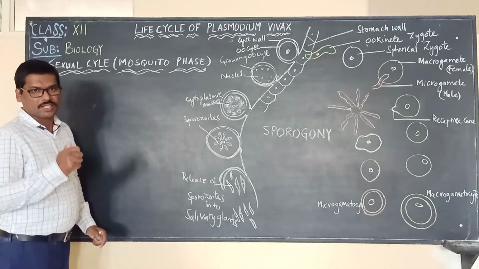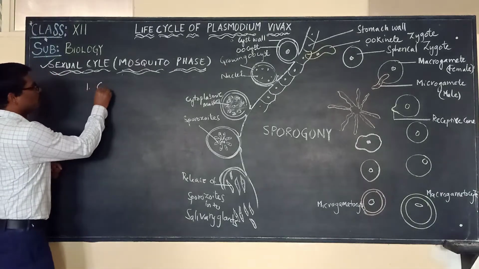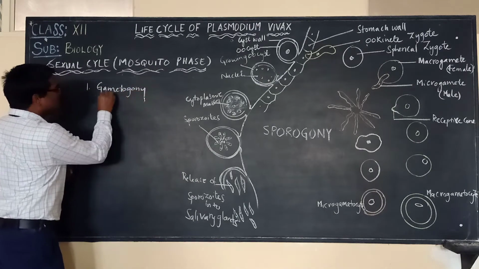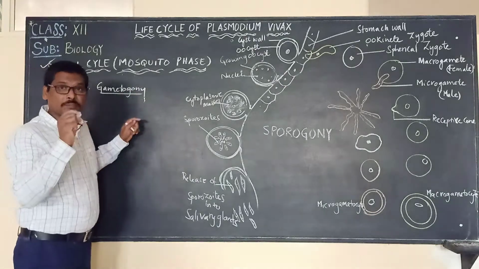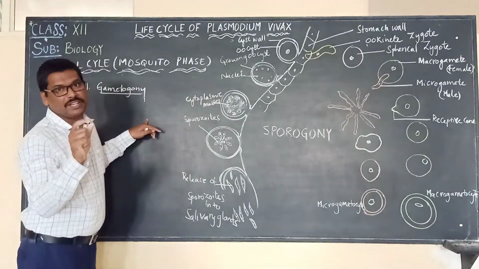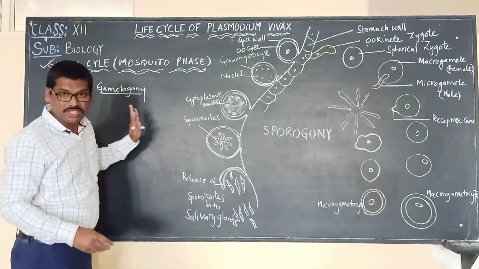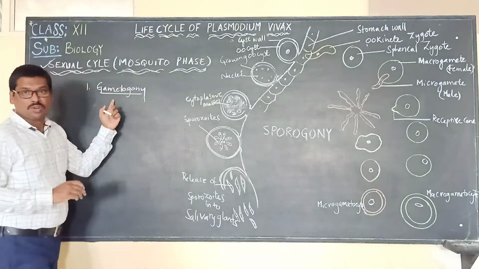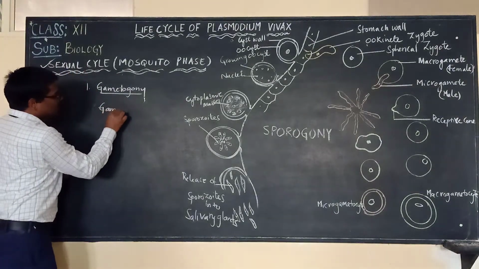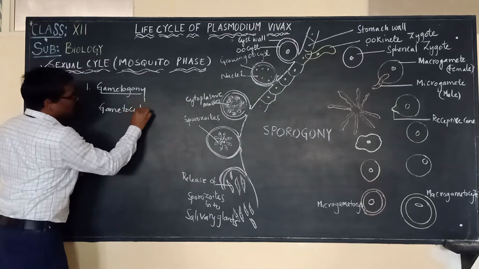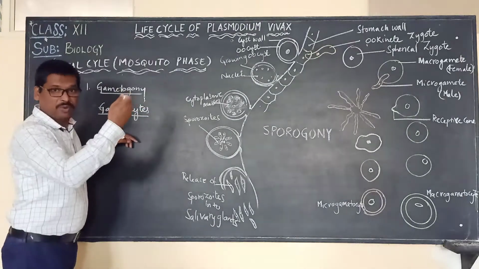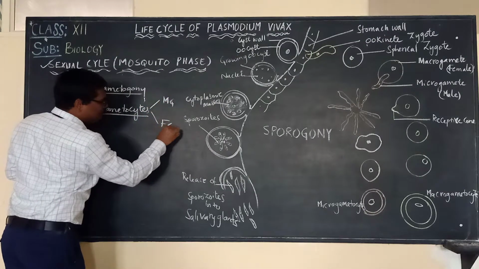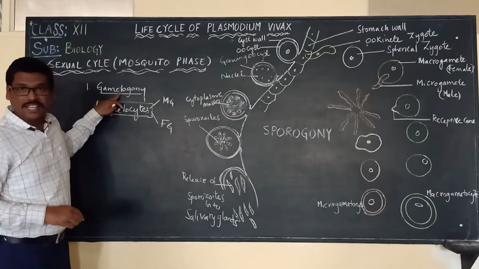So the first one we will discuss is the gametogony. So what do you mean by the word gametogony? Gametogony means formation of male and female gametes from the gametocytes. We already said gametocytes are micro and macro. So formation of male gametes and female gametes from the gametocytes is called gametogony.